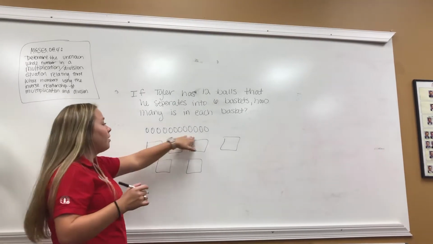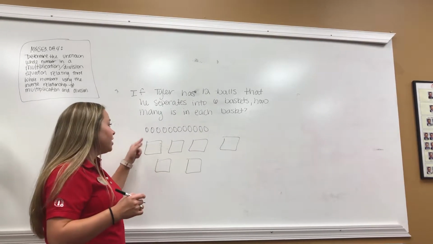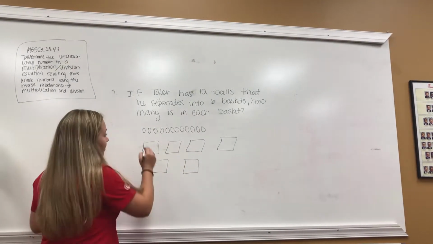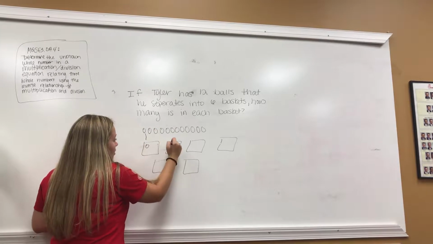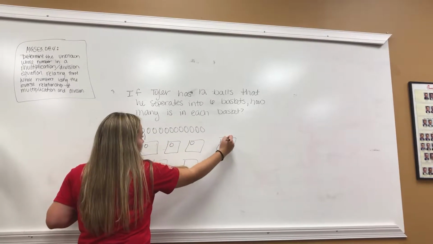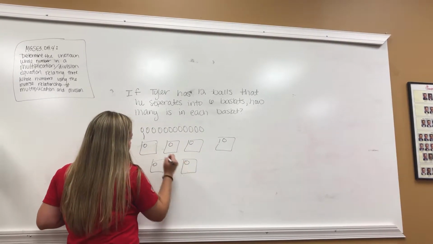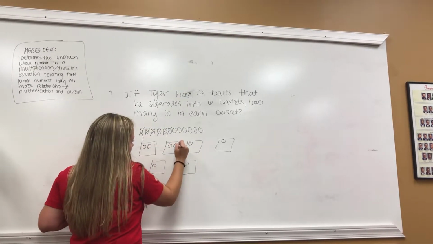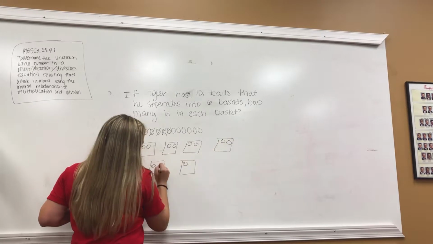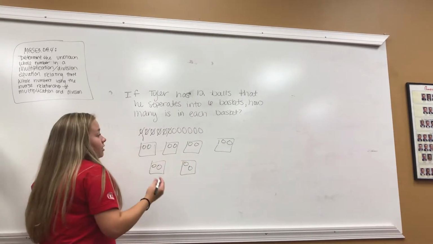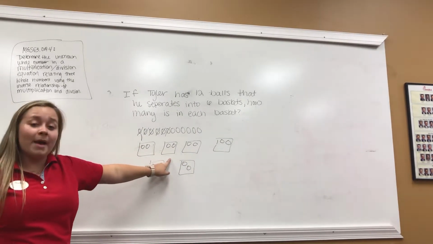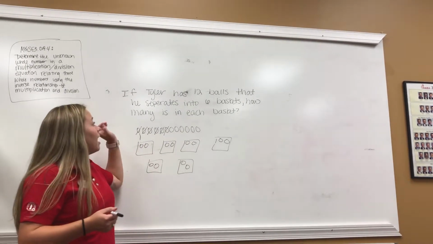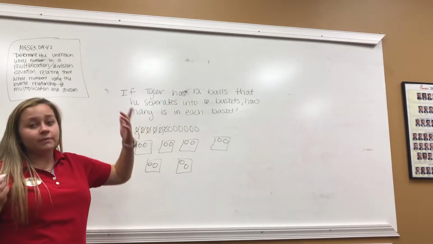Okay, so I have 12 balls, have 6 baskets. So what you're gonna do is you're gonna evenly distribute each ball into the basket, and then you can see. So we're gonna have 1, 2, 3, 4, 5, 6, 1, 2, 3, 4, 5, 6, 7, 8, 9, 10, 11, 12. So therefore we have 6 baskets with 2 balls in each basket. So that means, how many is in each basket? 2.